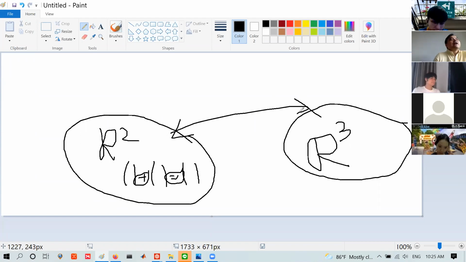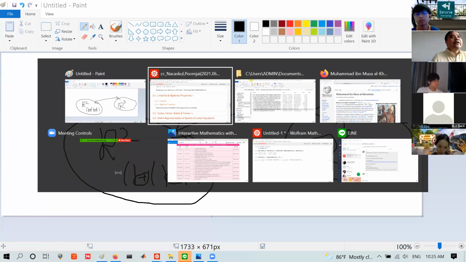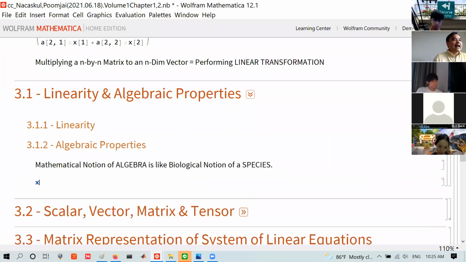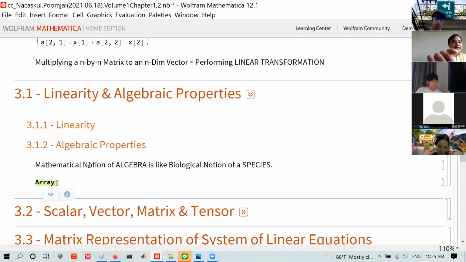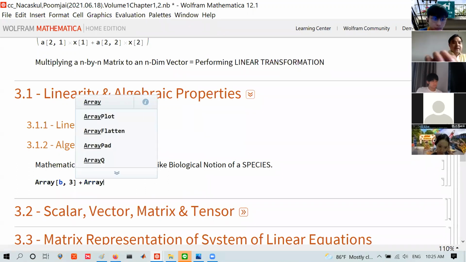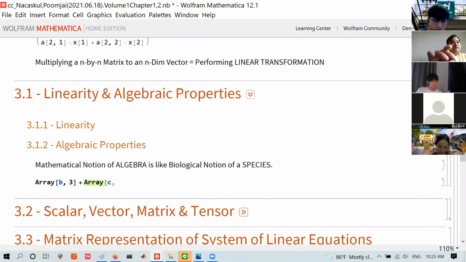And for this reason, if I have a dimension 2 vector, an array, say B of dimension 3, and I add it to an array C of dimension 4.